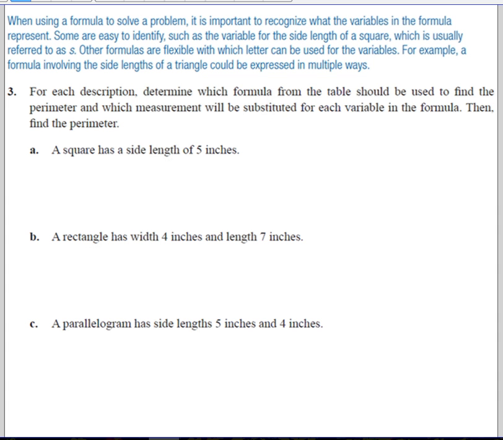So for the first one, we have a square with a side length of 5 inches. Our formula would be perimeter equals 4 times S, since it tells us that it's a square. And in this case, we have our S value equaling the side length, which they gave us as 5.